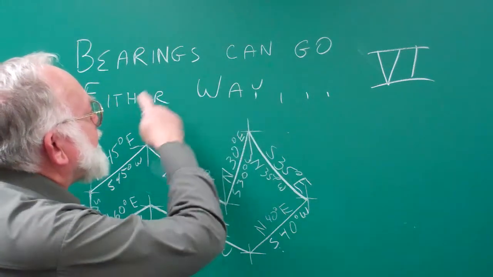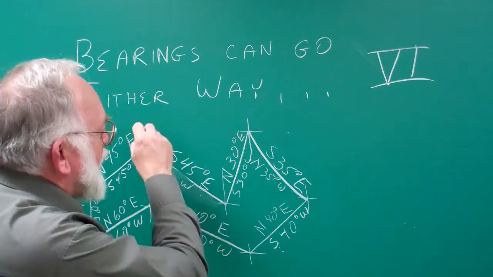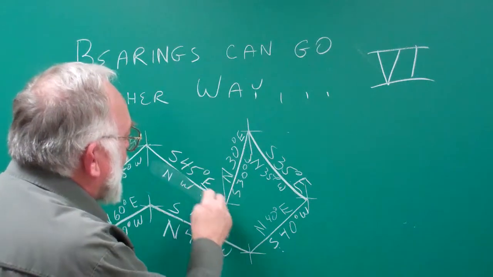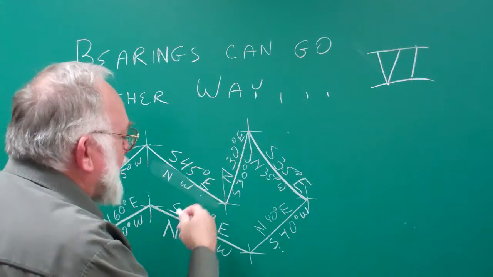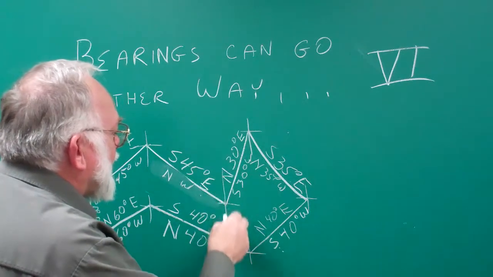So anyway, that's this lesson on bearings, that they can go in either direction, north or south. But if they're going north or south, they bear to the east or the west. The bearing comes from north or south.